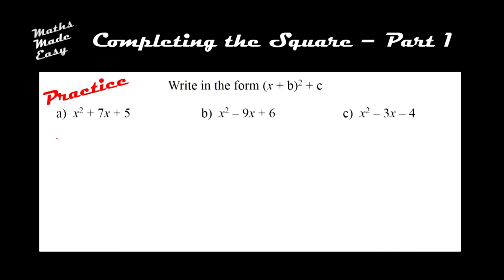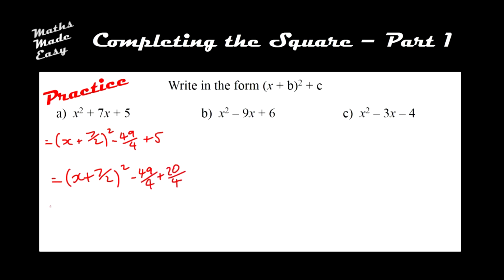Okay, here are the answers then. So for the first one, we have x plus 7 over 2 squared. We subtract 49 over 4 plus 5, which is x plus 7 over 2 squared. Subtract 49 over 4 plus 20 over 4, since that's equivalent to 5. And that comes out as x plus 7 over 2 all squared. Subtract 29 over 4.